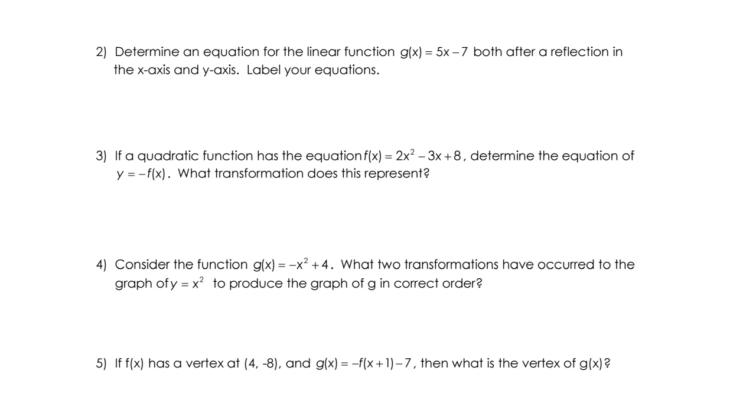All right, guys, number 2 says determine an equation for the linear function g of x equals 5x minus 7, both after a reflection in the x-axis and y-axis. So they want us to do both. So I'm going to go ahead and split my paper here. And we'll do the x-axis on this side. And we'll do the y-axis on this side.